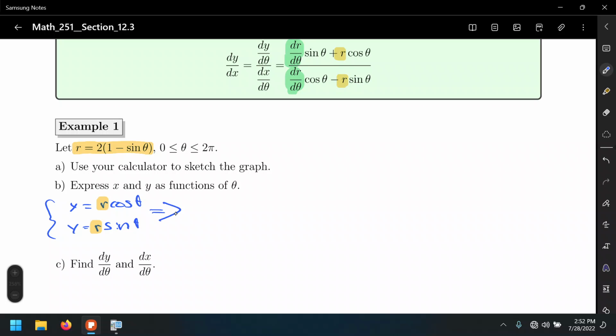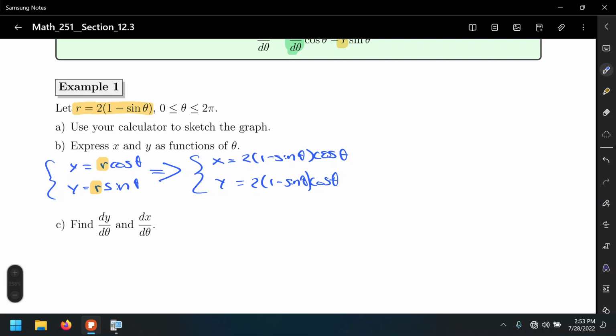and this will be x equals 2 times 1 minus sine theta cosine theta, and y equals 2 times 1 minus sine theta sine theta. Okay, so this is what we're going to do. So number 1, okay, so that's the equation in parametric form. Yes, that's what I meant, but not what I wrote. Thank you.